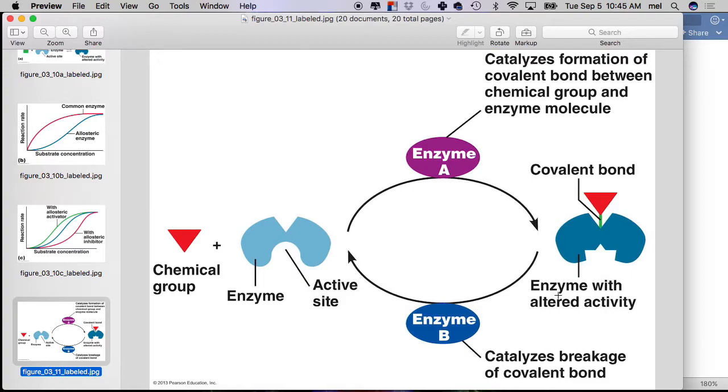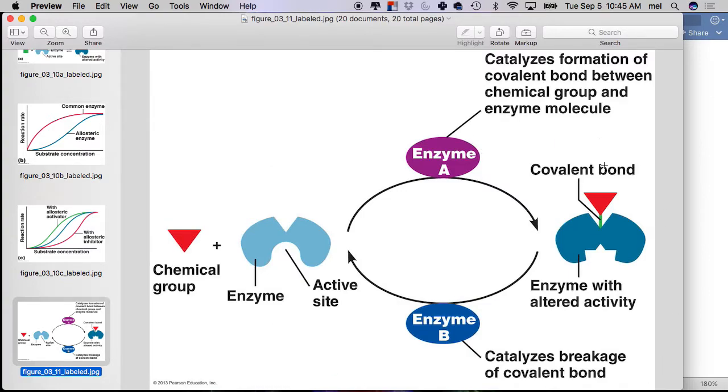If you're talking about covalent bonds versus hydrogen bonds versus ionic bonds, covalent bonds are stronger, they're more difficult to form, and more difficult to break. You guys with me on that? Okay, so here's what I've got. I've got this enzyme right here. Let's say it's in the off position, the enzyme isn't functional or fitting the substrates. What I'm going to do is take a chemical group from something else, and I'm going to use a friend enzyme.